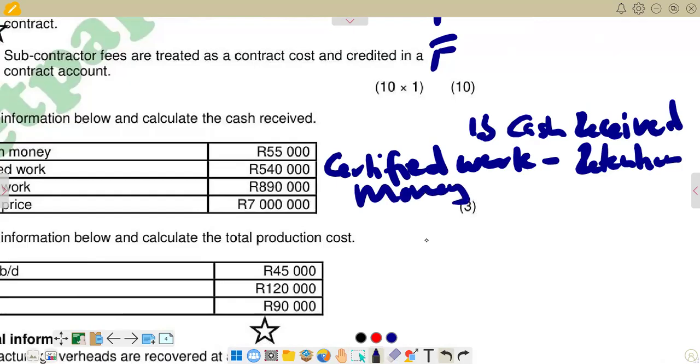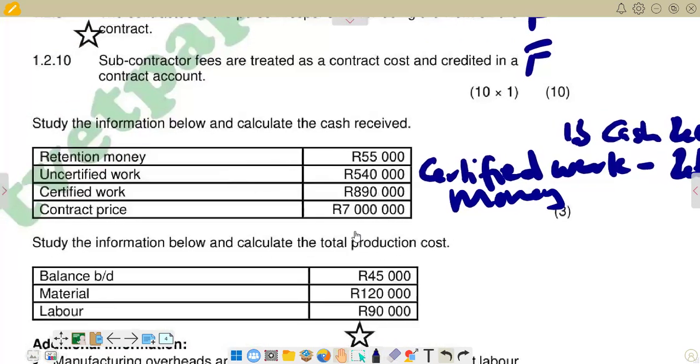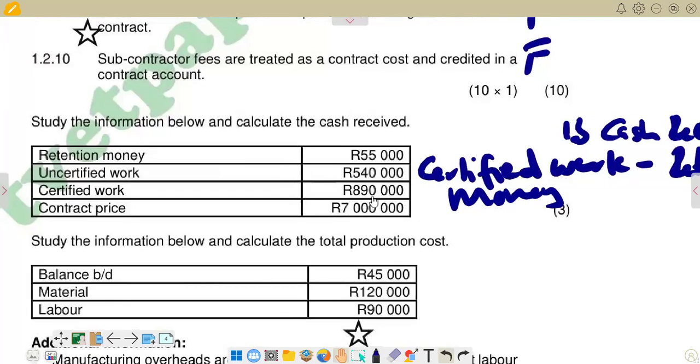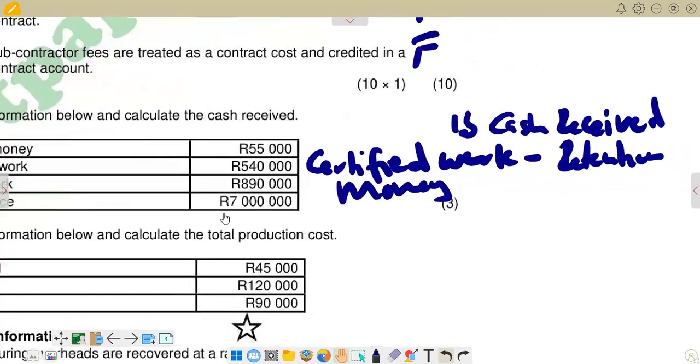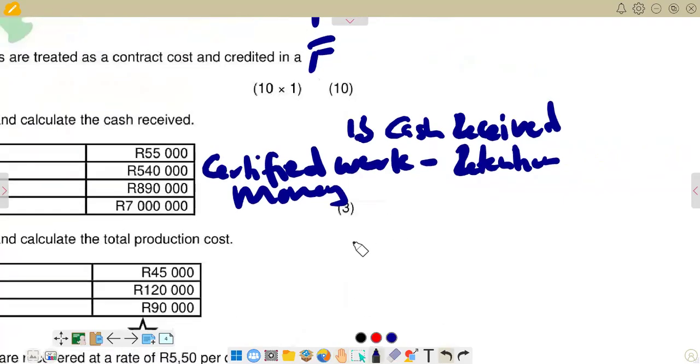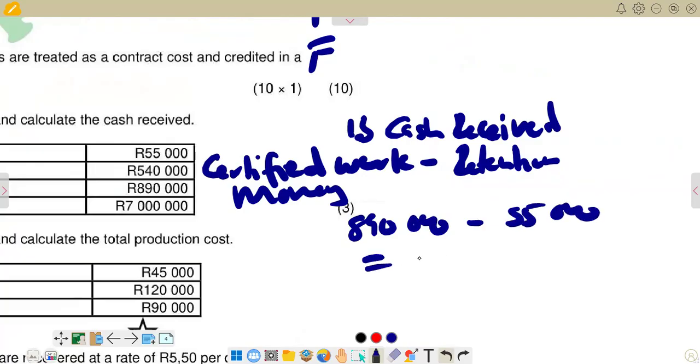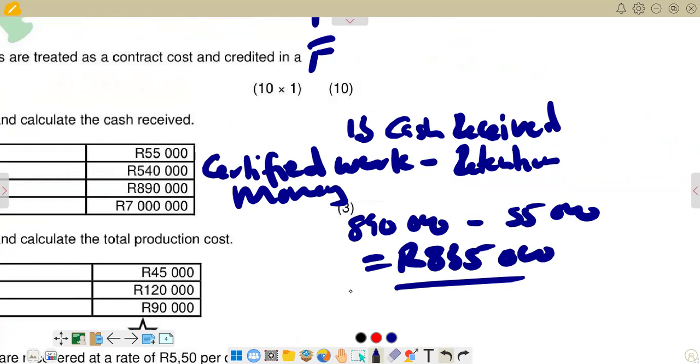So for our certified work, the amount that we have, we can just recheck there. We've got 890,000, then our retention money 55,000. So we can just substitute in the formula that we have. So we are saying 890,000, and subtract retention, which is 55,000. And then we get the answer that we're supposed to get, which is 835,000. So this is what we have in terms of 1.3.